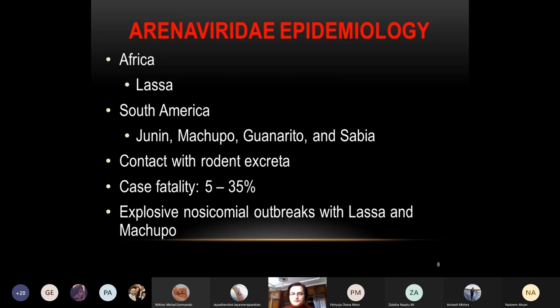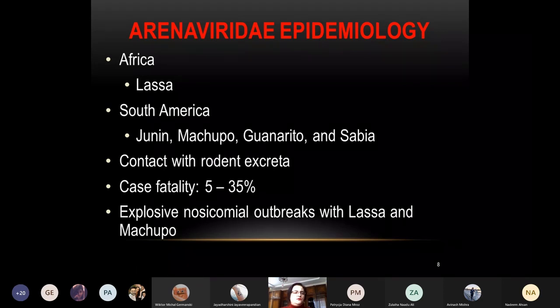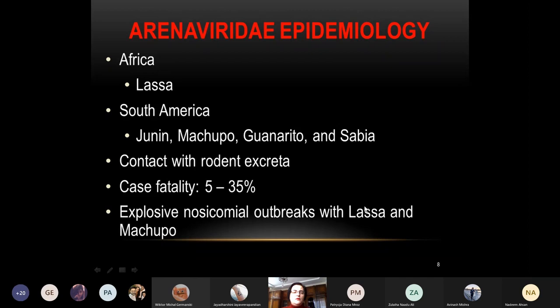Humans who have frequent contact with rodent excreta have an increased risk of developing an infection with an arenavirus. Who is exposed depends on the type of rodent carrying the virus. Agricultural and domestic exposure are the most common. Case fatality for arenaviruses ranges from 5 to 35%. Lassa and Machupo can cause explosive hospital-acquired outbreaks.